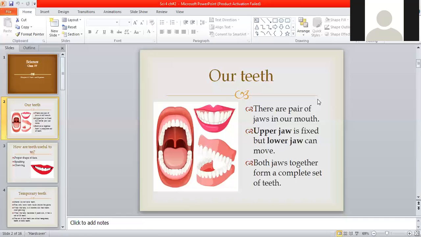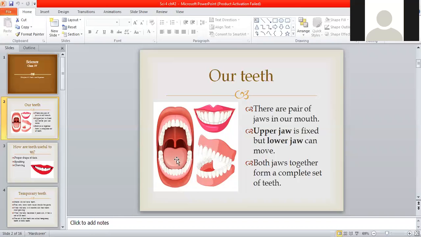So there are a pair of jaws in our mouth. Upper jaw is fixed, as we all know that in this first picture there is an upper jaw and that is fixed with the upper part of our mouth. But the lower jaw can be moved. You can do the experiment on your own. You can move the lower jaw left and right as well. You can see that it is movable. So both of these jaws together form a complete set of teeth.